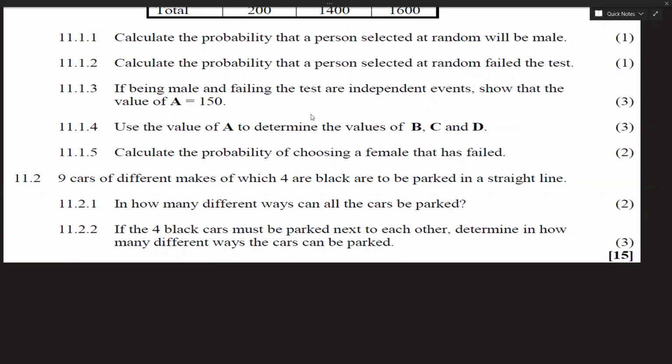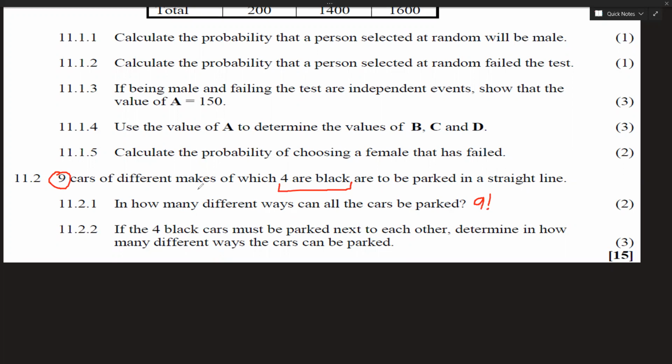Okay, so here we have 9 cars of different makes, of which 4 are black. Are to be parked in a straight line, right? In how many different ways can all these cars be parked? So how many cars are there in total? There's 9 cars. And there is no condition here, right? If there is no condition, we're just going to have a factorial of 9, right?